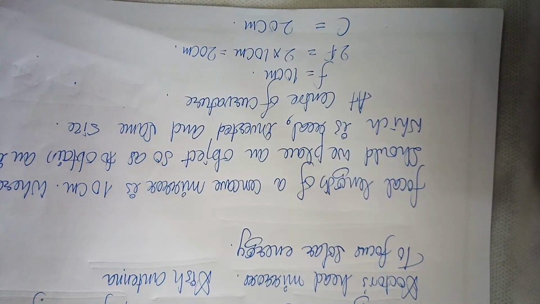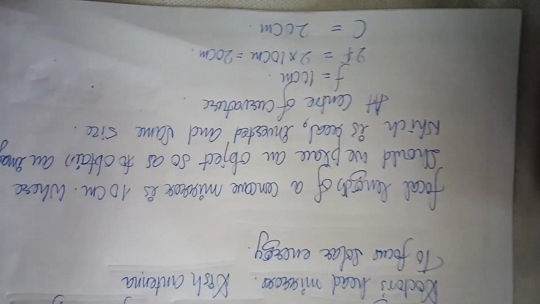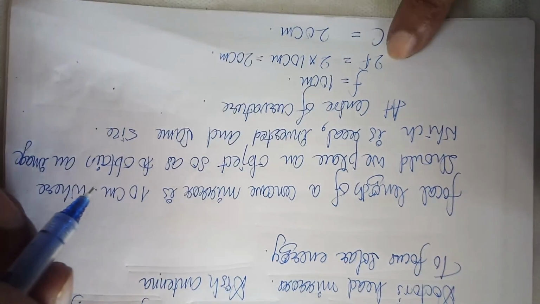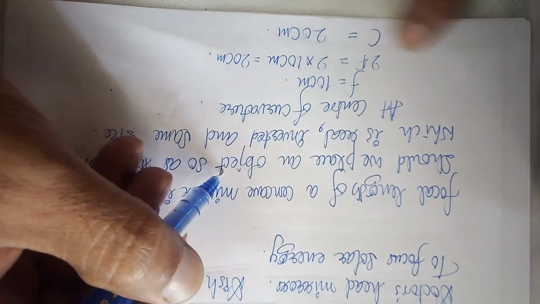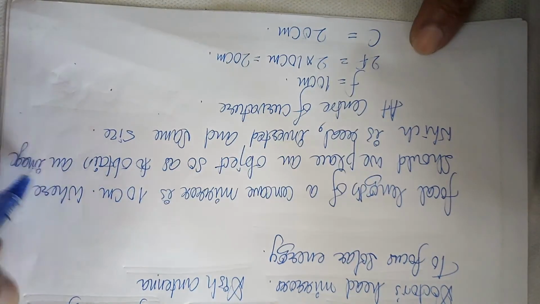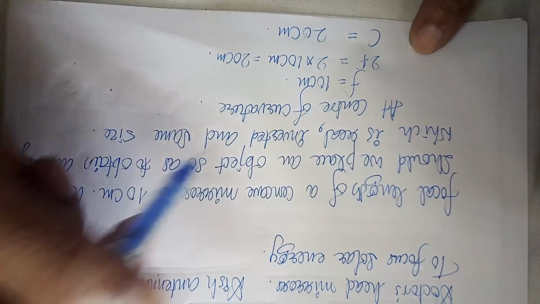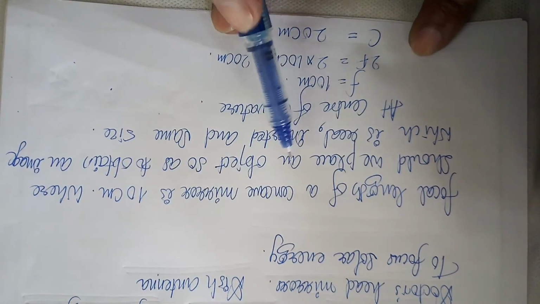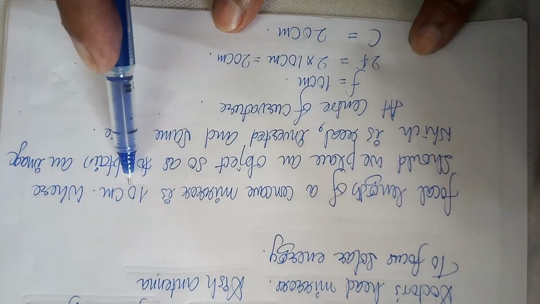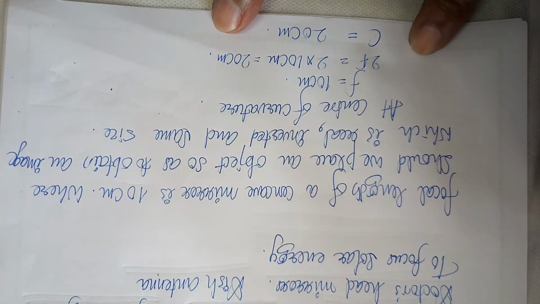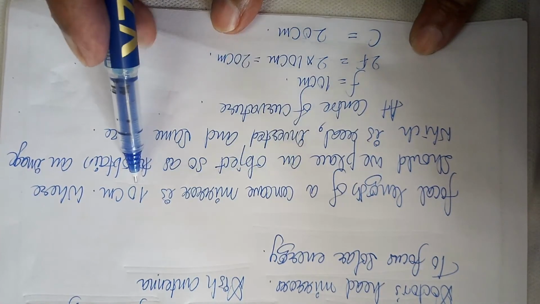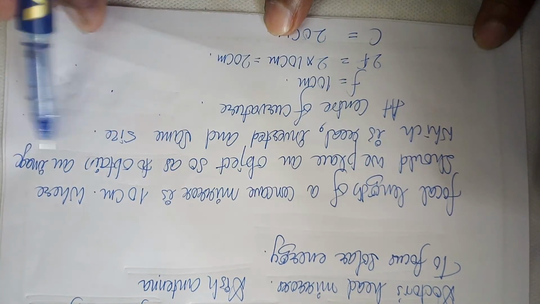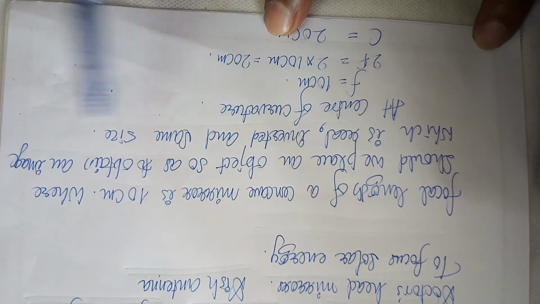Now, let us consider this example. The focal length of a concave mirror is 10 centimeters. Where should we place an object so as to obtain an image which is real, inverted and the same size? Once again, what have we got? The focal length f is equal to 10 centimeters.